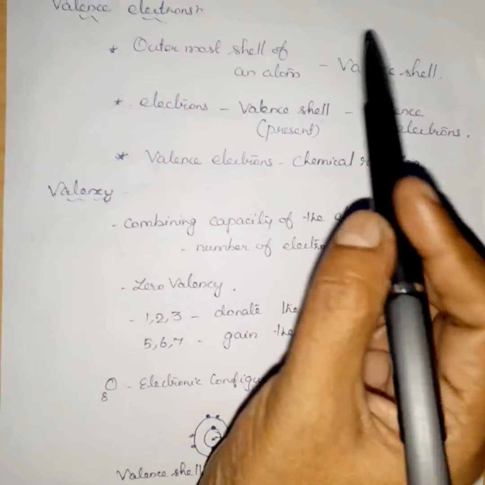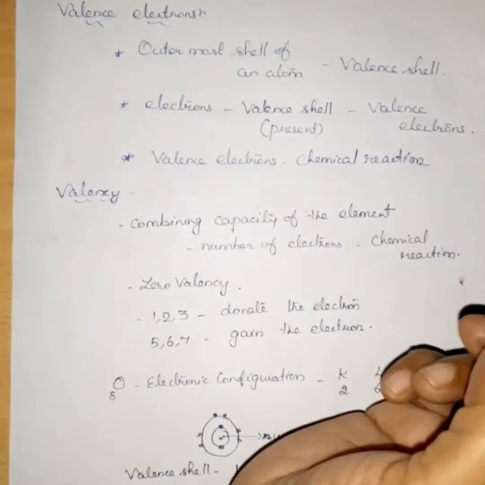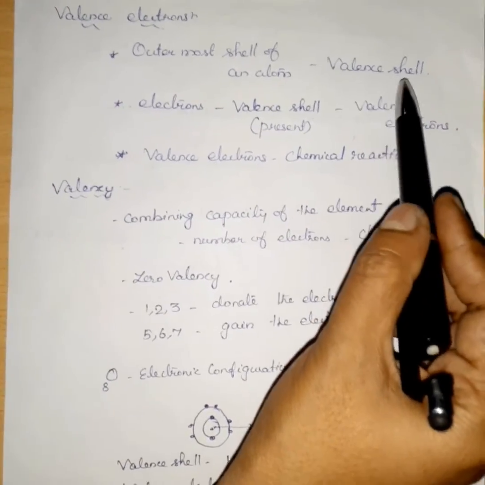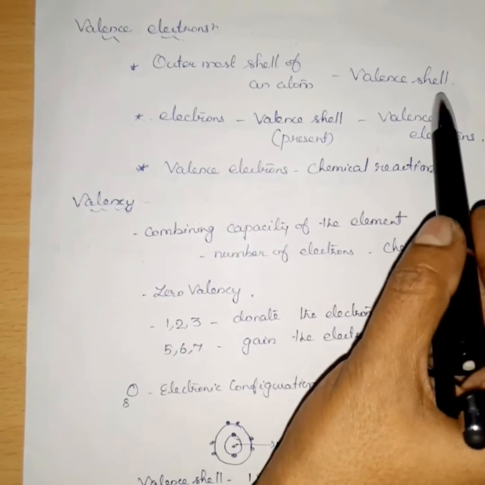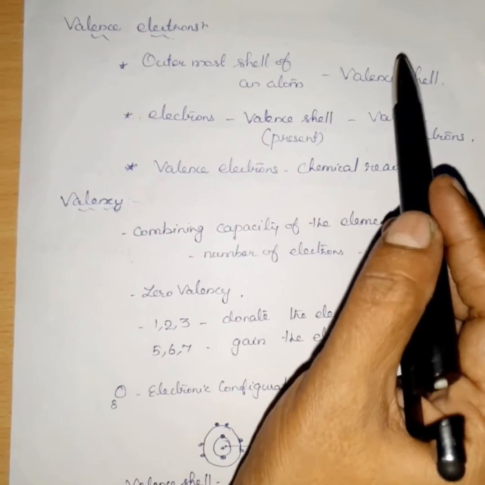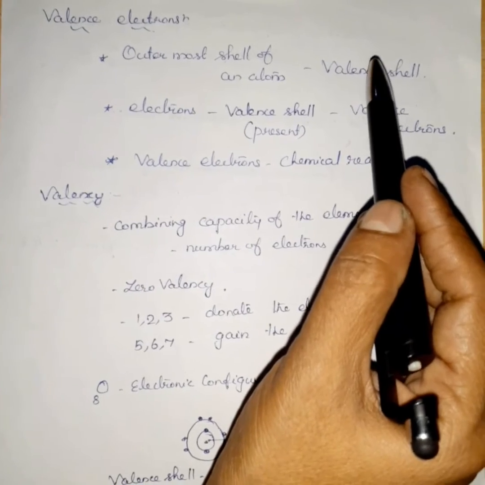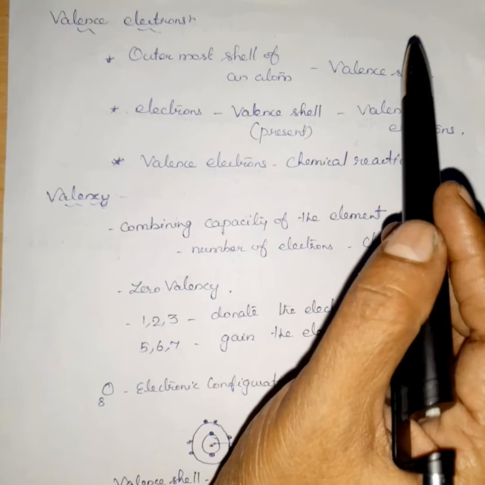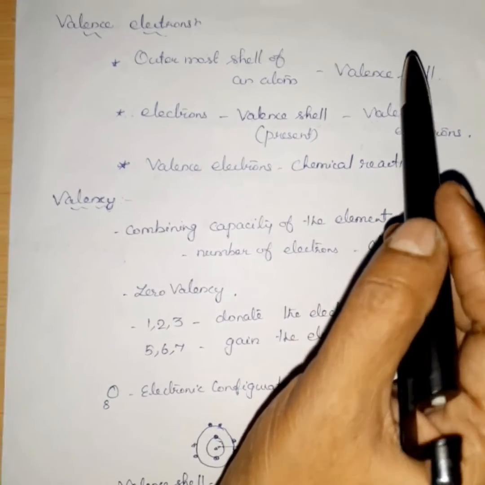Now we are going to study the valence electrons. First, you have studied the valence shell. What is called the valence shell? The outermost shell of an atom is called the valence shell.